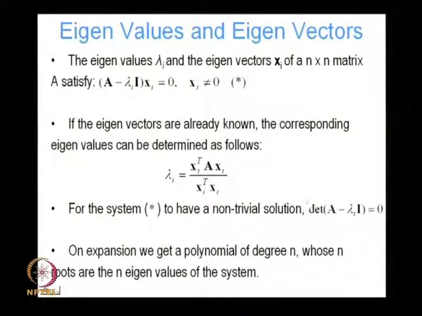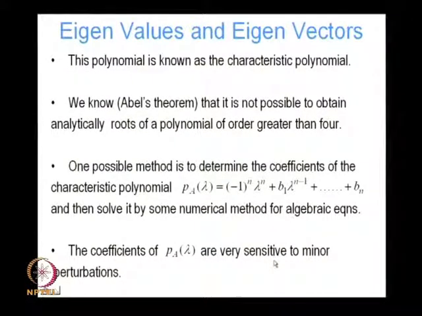So, if it is a 3 by 3 matrix, we get a third degree cubic equation in lambda. If it is a 2 by 2 matrix, we get a quadratic equation in lambda. If it is a 4 by 4 matrix, we get a quartic equation in lambda. So, we get a polynomial of degree n whose n roots are the eigenvalues of the system. This polynomial is known as the characteristic polynomial.